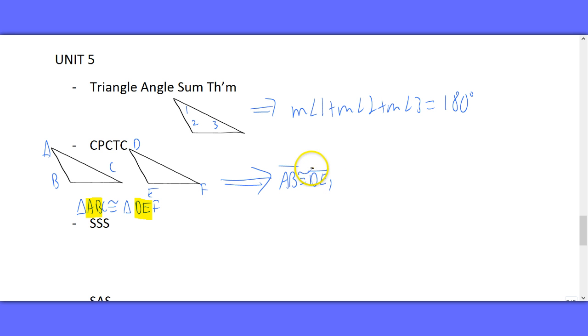We could also say that segment BC is congruent to EF, segment AC is congruent to segment DF, angle A congruent to angle D, angle B congruent to angle E, and angle C congruent to angle F. We can say any one of those corresponding sides or corresponding angles are congruent once we know those triangles are congruent to each other.